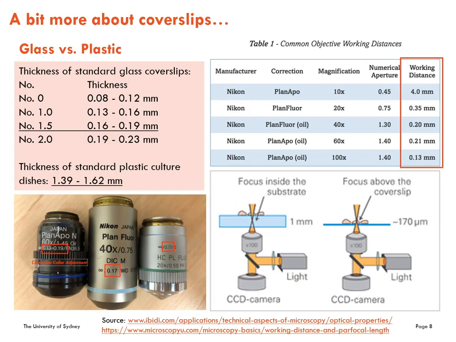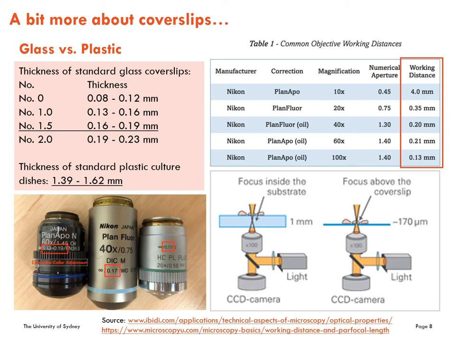We'll talk a bit more about glass coverslips. We have to compare normal plastic dishes versus glass. The thickness of a standard glass coverslip ranges from number 0, which is around 0.08 millimeters, to number 2, up to 0.23 millimeters. The thickness of standard plastic culture dishes is over 1 millimeter. Why is this so important? Because when you look at the objectives from different companies, they always have a number, 0.17 or, here on the left, 0.13 to 0.19. It shows the recommended coverslips for these objectives.